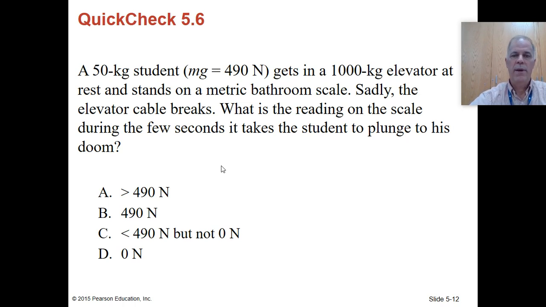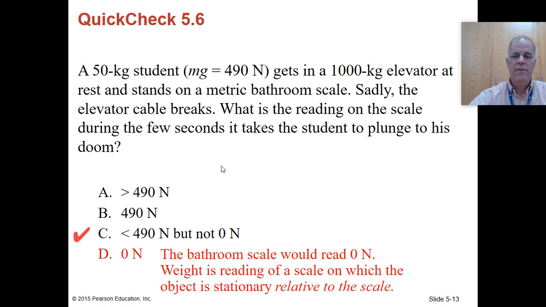Here's the answer right about now. Okay, the explanation there is a good one. If the elevator and the student are falling, there's no apparent weight. It's like an astronaut in the space station.